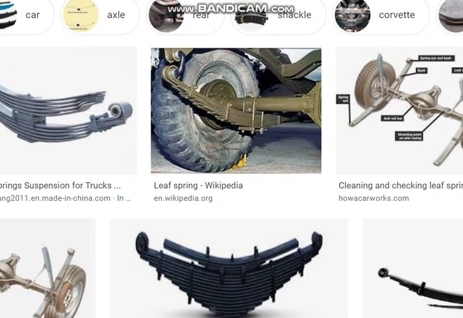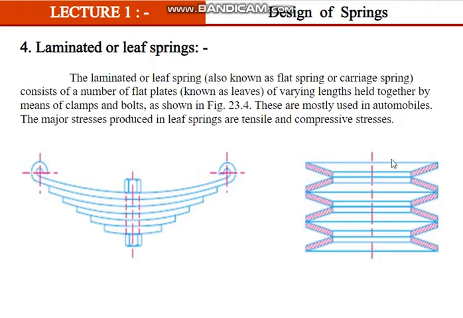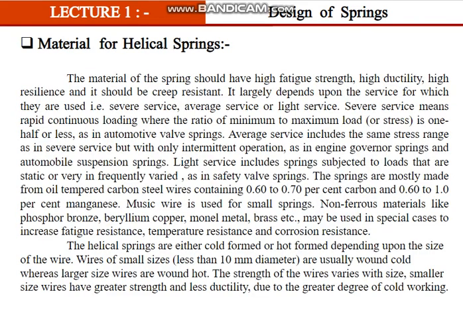Okay, so see here, another picture is shown. This is a disc type spring. This is called Belleville spring. Okay. Now let us see about the materials for helical springs.